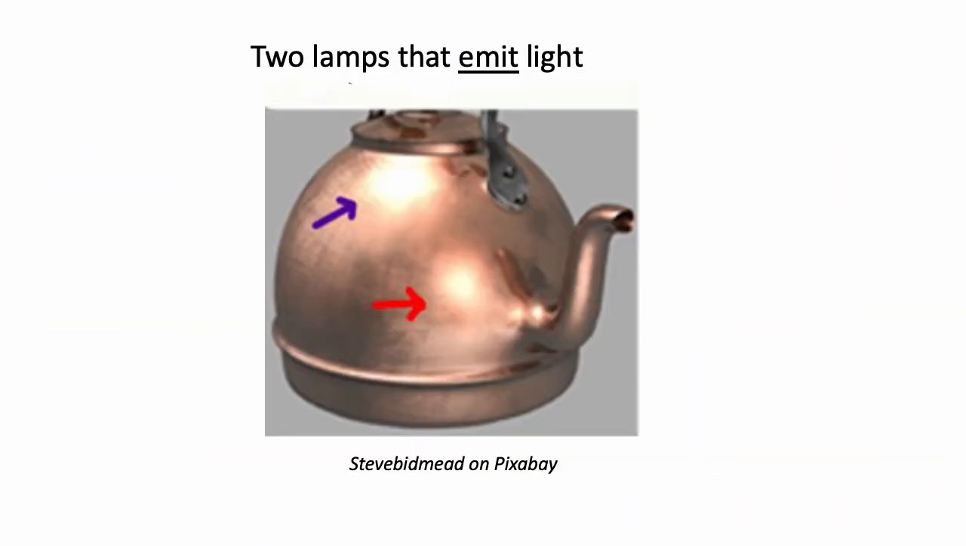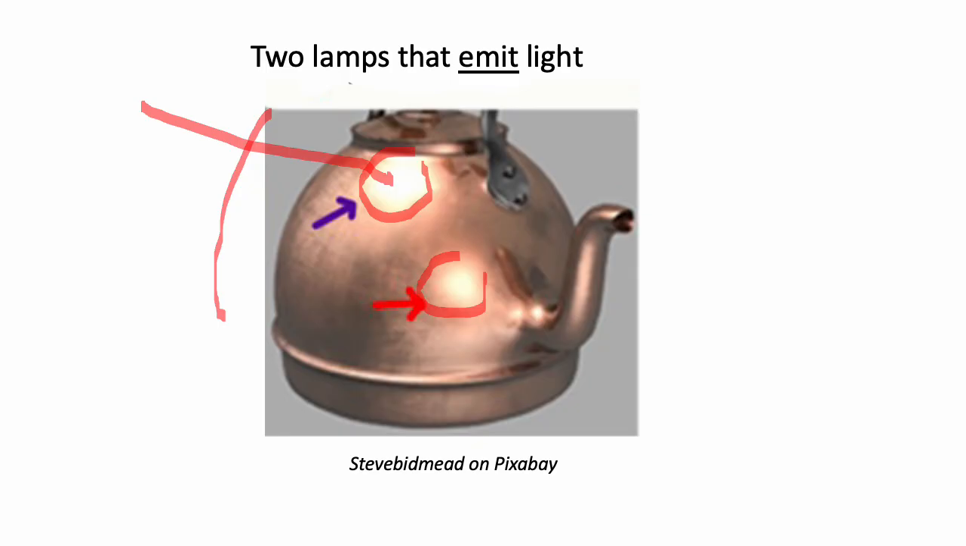This kettle is about as shiny as the blue mug, and we see two different highlights. This one is from a ceiling light, and this one is from a lamp on a table. Because these two emit light, they cause highlights which have only one bounce from the lamp to the kettle to our eye. Only one bounce on the kettle.